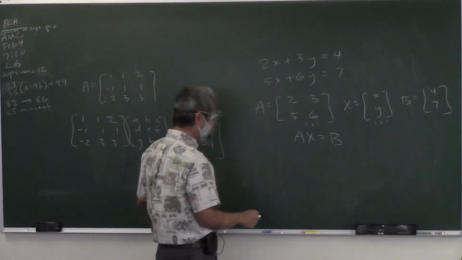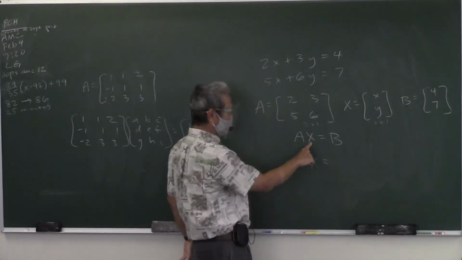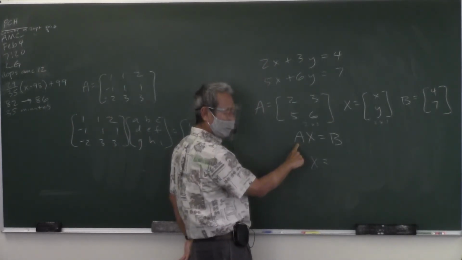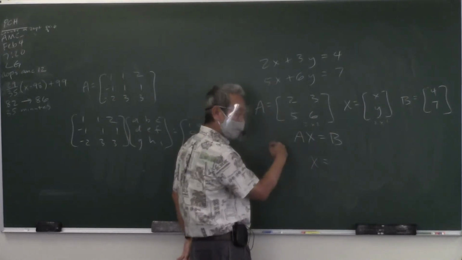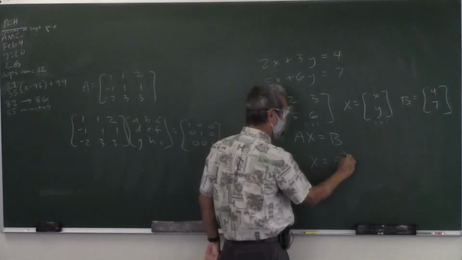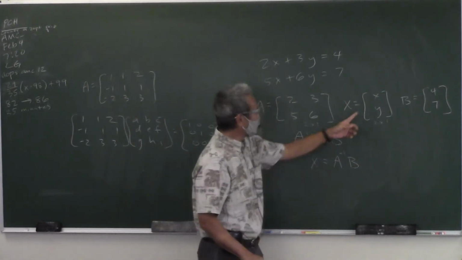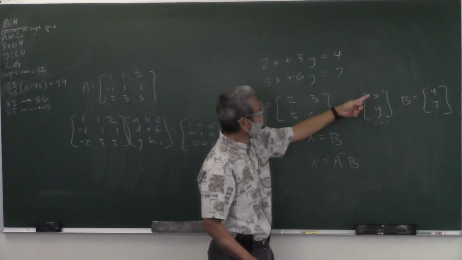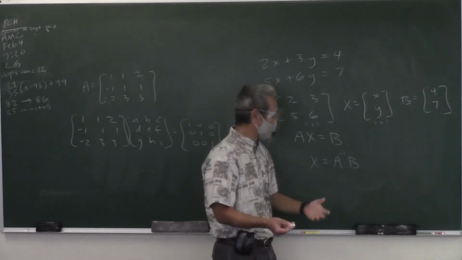So what did we learn last time? How do you solve for matrix X using matrix algebra? How do I get rid of an A here? Multiply by A inverse on the left. So, A inverse B. There you go. And then matrix X is this. Once you get this, the top number is the x and the bottom number is the y. And then you solve the system.